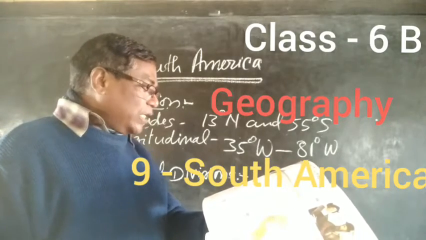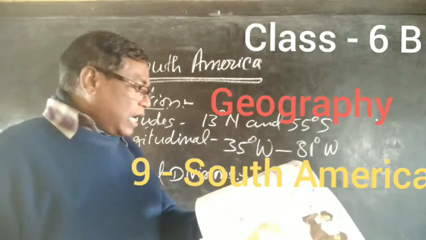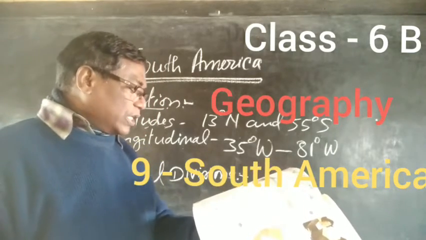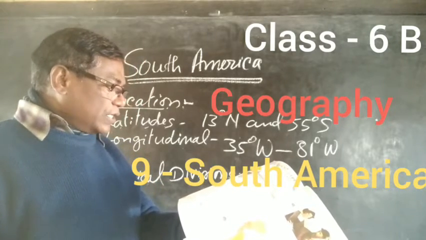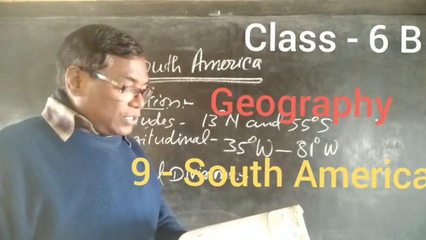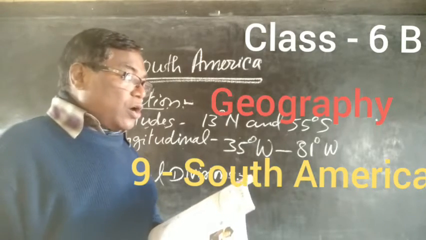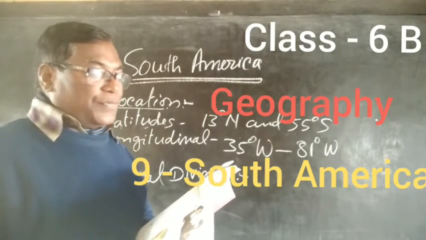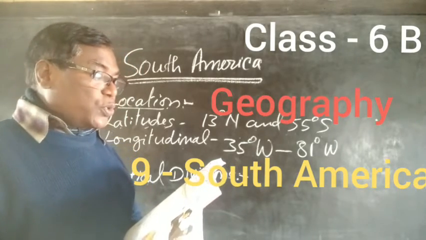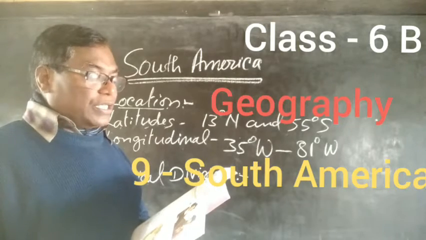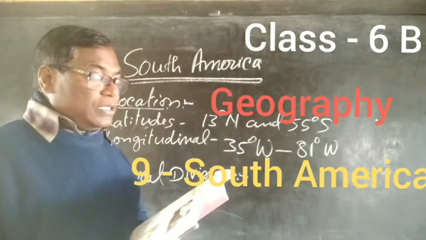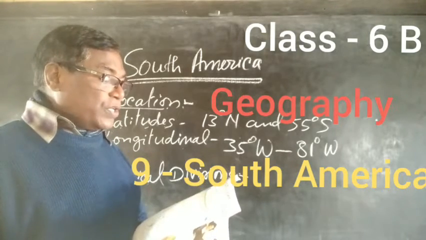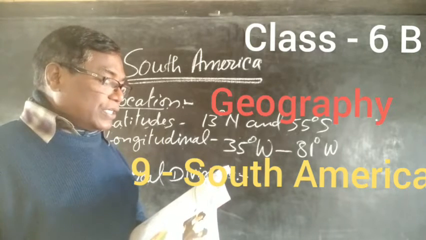There are some well-known islands off the coast of South America, in the northern and southern parts. Some of the islands are South Georgia, Trinidad, the Falkland Islands, also called the Malvinas, which is a part of the UK, and the Galapagos Islands. These are the island countries.